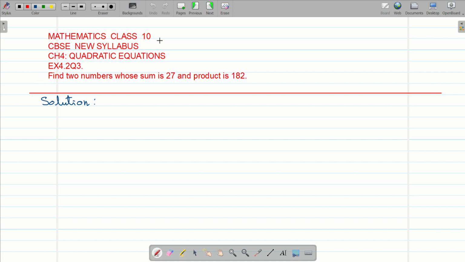Mathematics Class 10 CBSE New Syllabus, Chapter 4 Quadratic Equations, Exercise 4.2, Question number 3. Find two numbers whose sum is 27 and their product is 182.